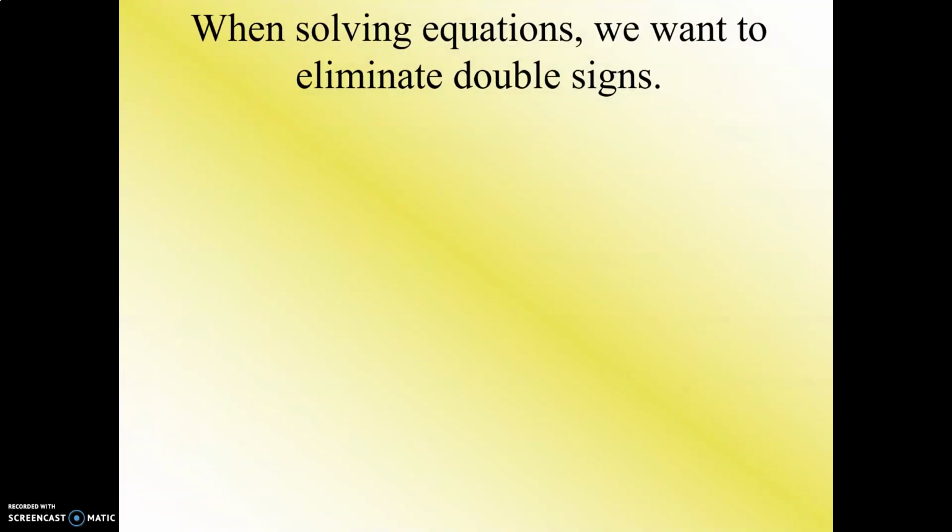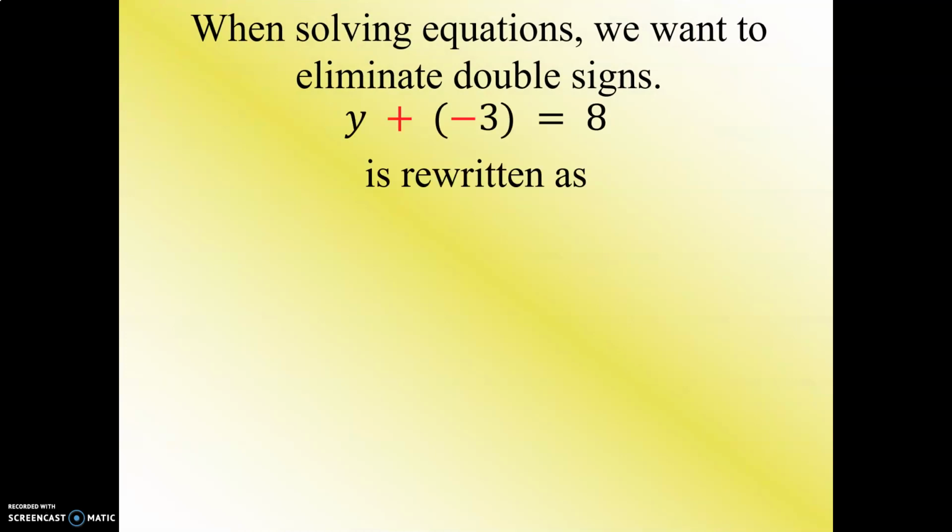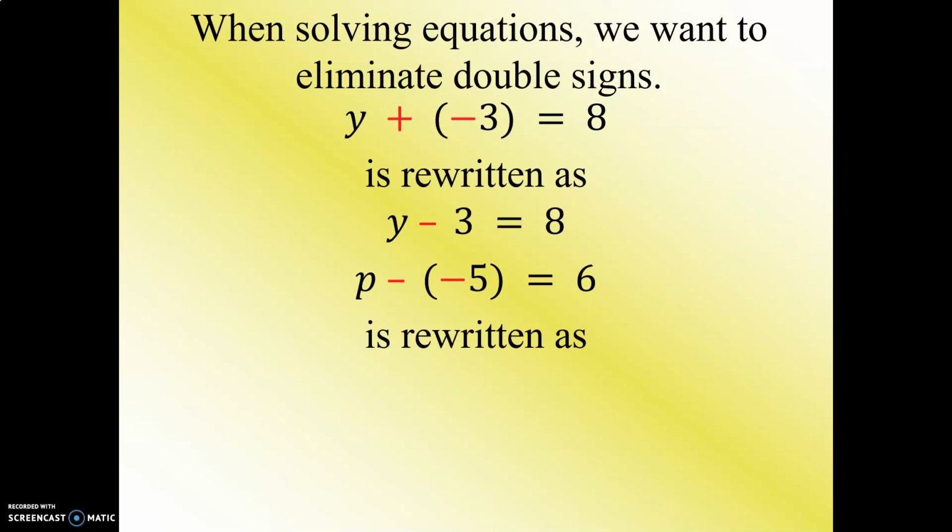Okay, what if we have double signs in problems? For example, like plus and minus. We have y plus negative 3. Well, one thing we can do to simplify is rewrite the double signs. A plus negative can be rewritten as a minus. How about a minus minus? We can rewrite that as a plus. So we want to simplify before we start doing our steps, because it makes it a lot easier.